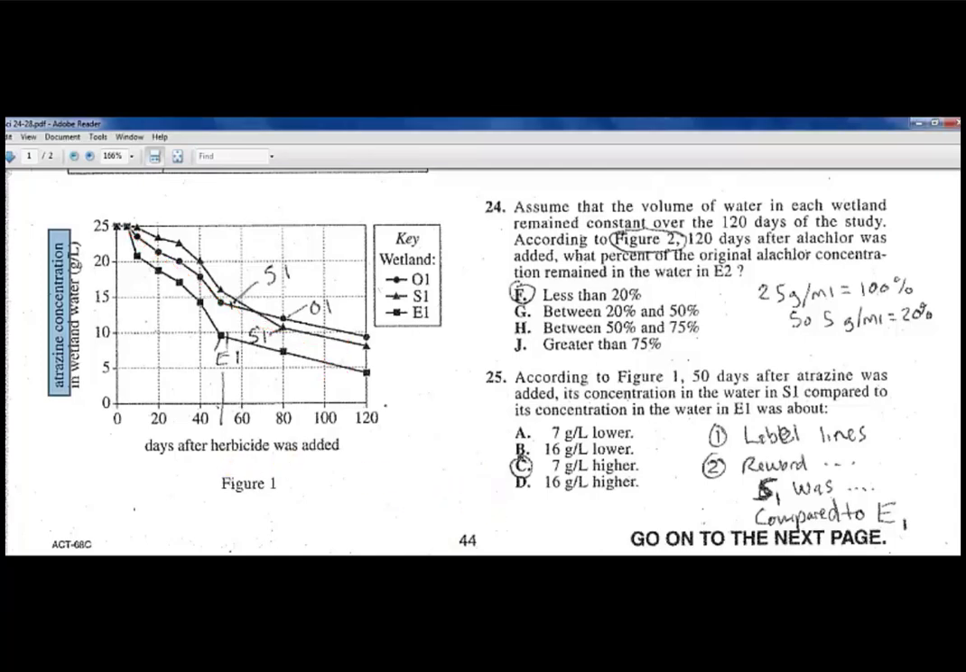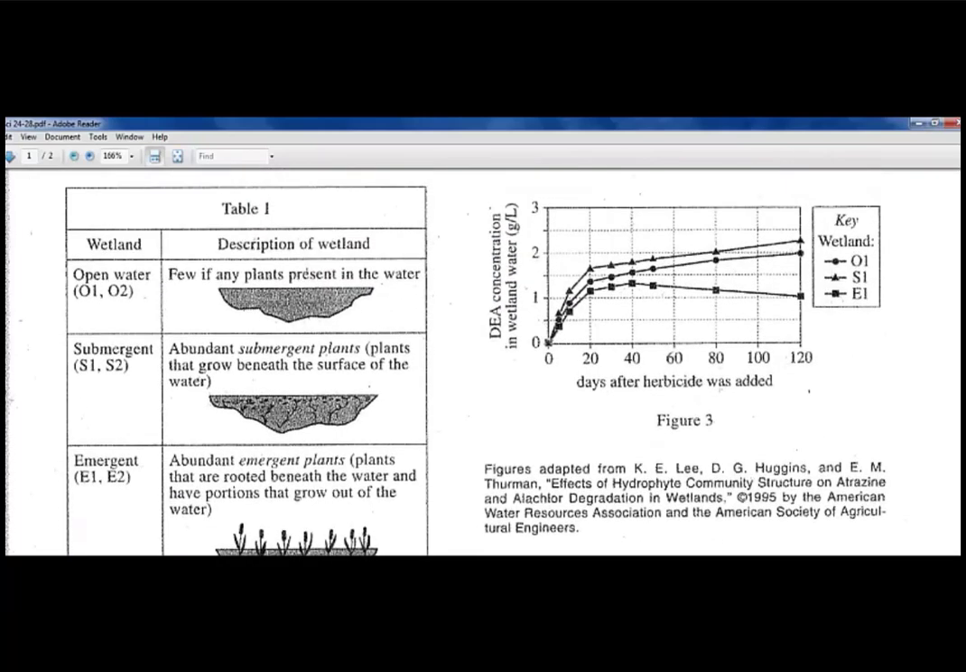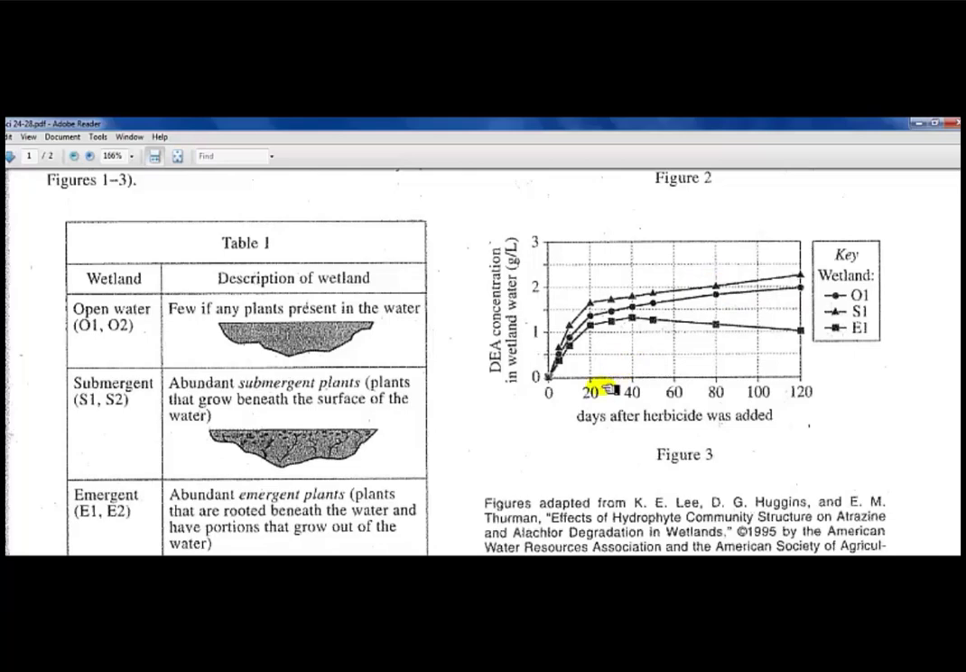Now, let's go ahead and take a look at figure 3. Figure 3, the x-axis is days again, going from 0 to 120. And now we're talking about the DEA concentration. As we go from 0 to 120, it looks like the days are increasing. Relationships again. We can put our arrow like this. And what happens to the concentration? We go up.